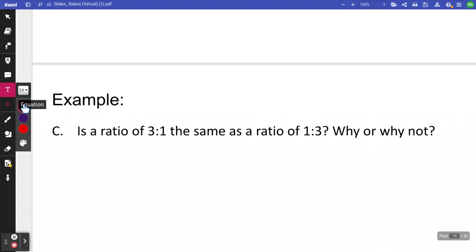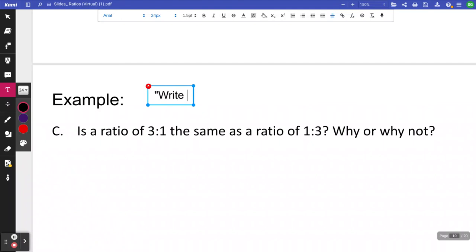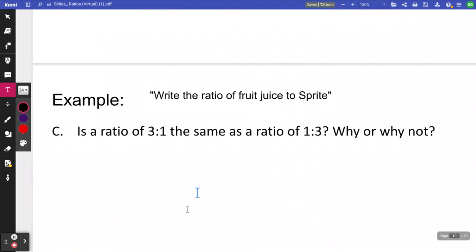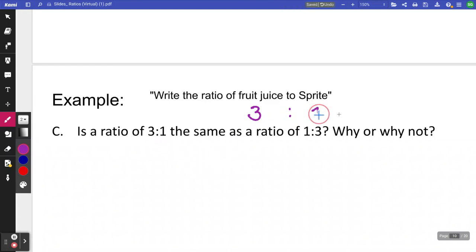Well, when we wrote this original ratio of 3 to 1, it was to answer the question, write the ratio of fruit juice to Sprite. And so based on that question, we came up with 3 to 1, meaning 3 cups of fruit juice for every 1 cup of Sprite.